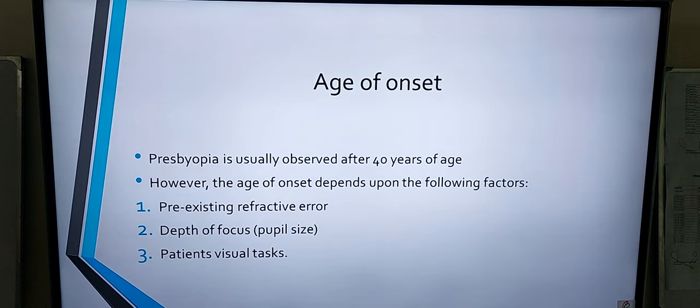So what is the age of onset? It usually is observed after 40 years of age. However, it will depend upon the pre-existing refractive error. In hypermetropes, the presbyopia will be achieved early, while it will be delayed in myopes. And there is the depth of focus, which depends on the pupillary size and the patient's visual task.